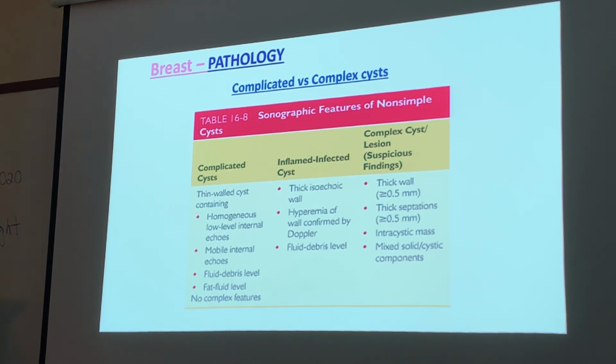Okay, so everybody know the difference between complicated versus complex. Complicated meaning it's still fluid consistent. Okay, maybe thick fluid like blood or some kind of debris. However, a complex cyst is going to have a mixed cystic and solid appearance.